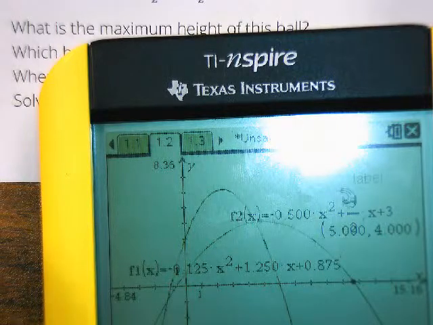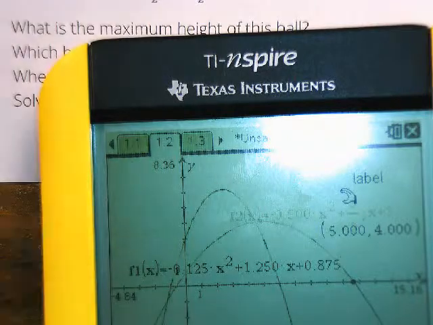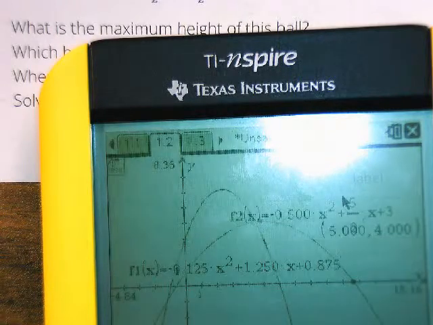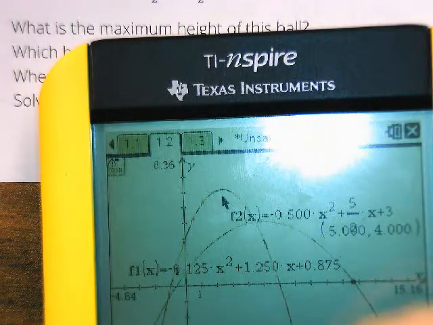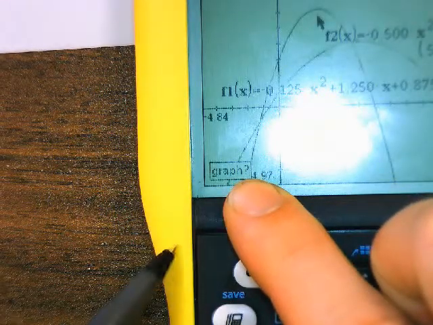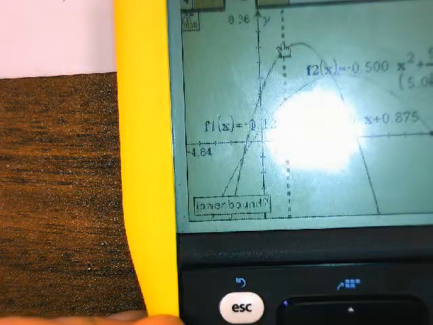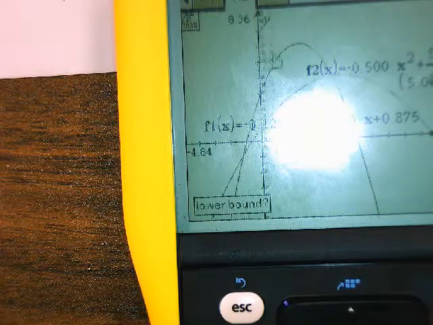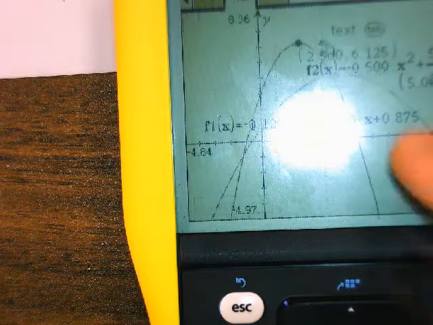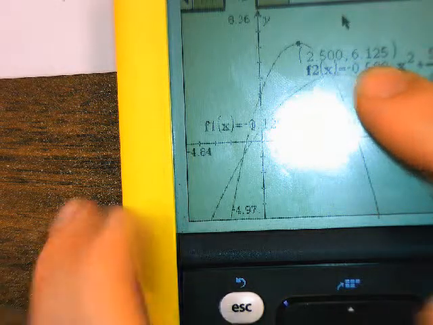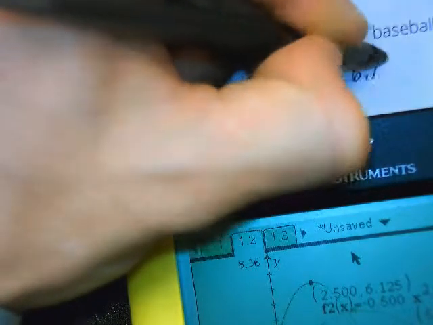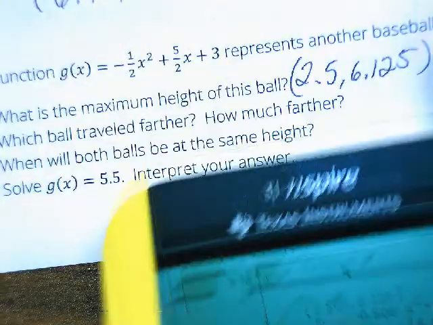Okay. So they asked me, what is the maximum height of this ball? So I'm going to go to menu, analyze graph, and then go to maximum. That's option 3. They asked me to choose my graph. I can see that they're asking me to choose my graph because down in the left-hand corner it says graph question mark. So you need to select the second graph. Now it knows where you want it to look, and you're going to click to the left and to the right of where you think the maximum should be. And there it is at 2.5, 6.125. So we're going to write that coordinate point down at 2.5, 6.125. That's the maximum height that the ball reaches.